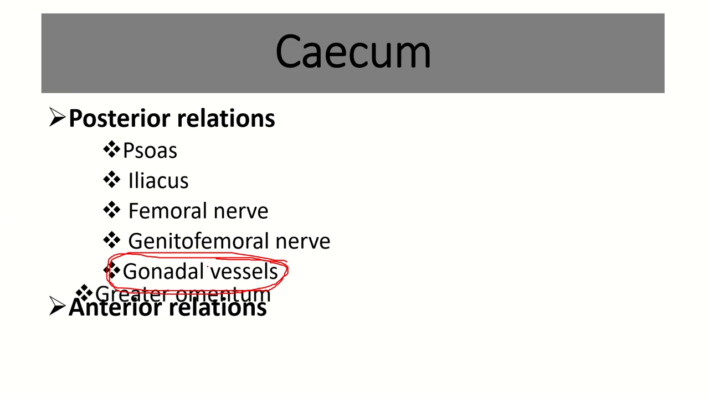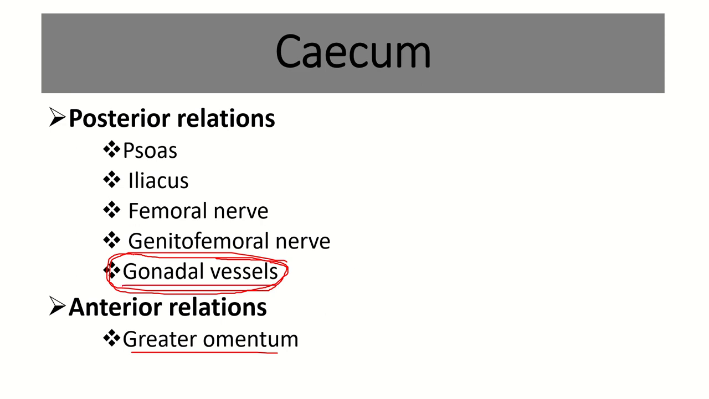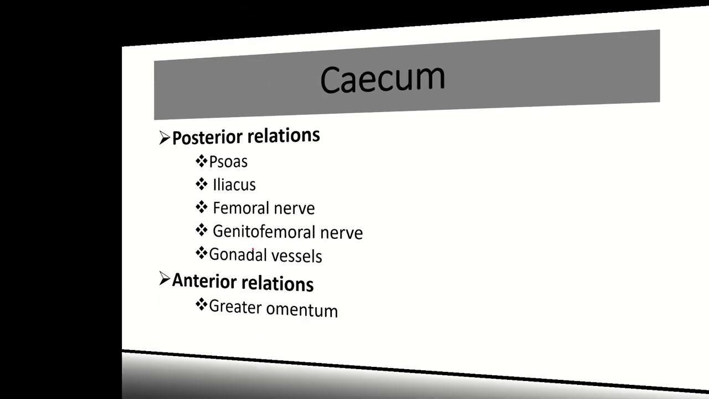And here we can see the anterior relation, the greater omentum. The anterior relation is not as important; the posterior relation is more important. Among them, the gonadal vessels, genitofemoral nerve and femoral nerve are most important. But among them, the gonadal vessels and nerve are the first priority, because they may be injured during different procedures in the right iliac fossa.